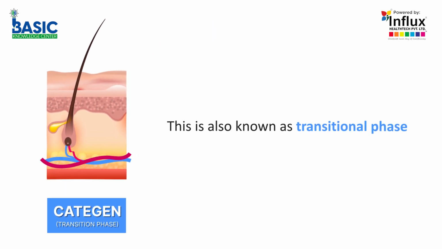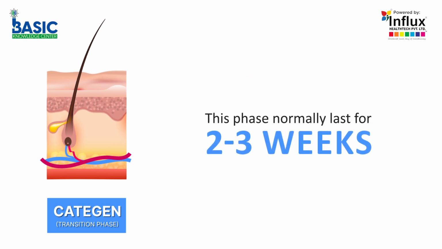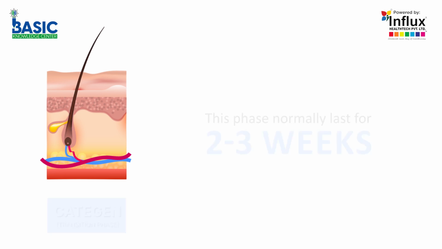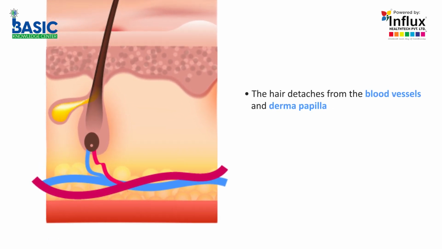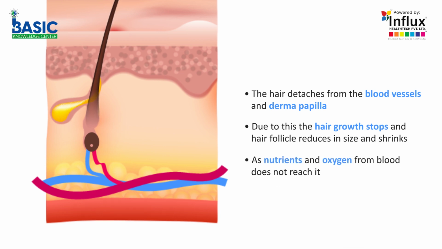When anagen phase ends, the second phase, catagen phase, begins. This is also known as the transitional phase. Generally, at any time, approximately 3% of hair is in this phase. This phase normally lasts 2 to 3 weeks. During this time, the hair detaches from the blood vessels and dermal papilla. Due to this, the hair growth stops and the hair follicle reduces in size and shrinks as nutrients and oxygen from blood do not reach it.